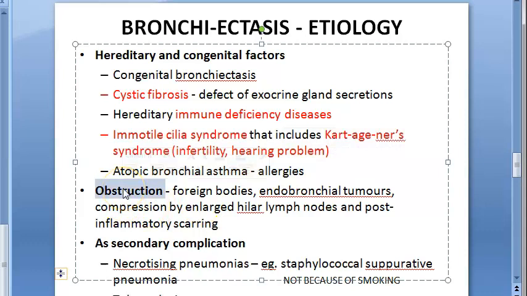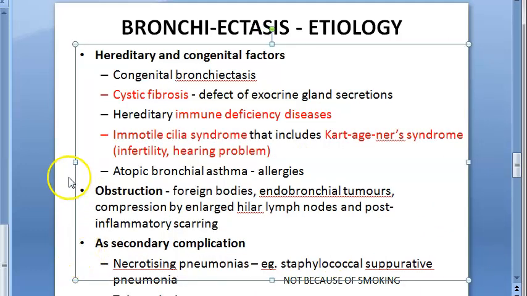Obstruction can be because of foreign body, tumor, compression because of enlarged hilar lymph nodes, post-inflammatory scarring as a secondary complication of pneumonia or tuberculosis, okay. It's not because of smoking.